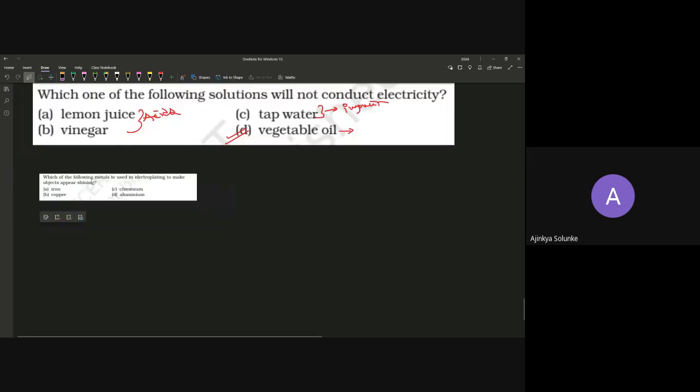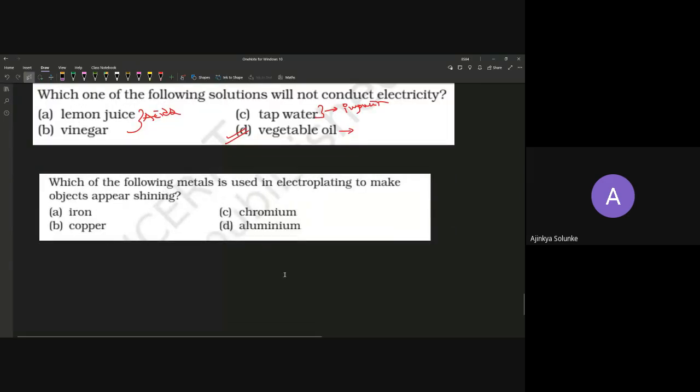Okay, next question for you. Which of the following metals is used in electroplating to make the object appear shining? If you want to shine some kind of object, what kind of electroplating is going to be used? Hint, it is also used in cycles. The cycle handles and all those which shine are created from that particular element. Yes, it's chromium, right? Chromium plated. If you want to have the shining part, it's definitely chromium, without a doubt.